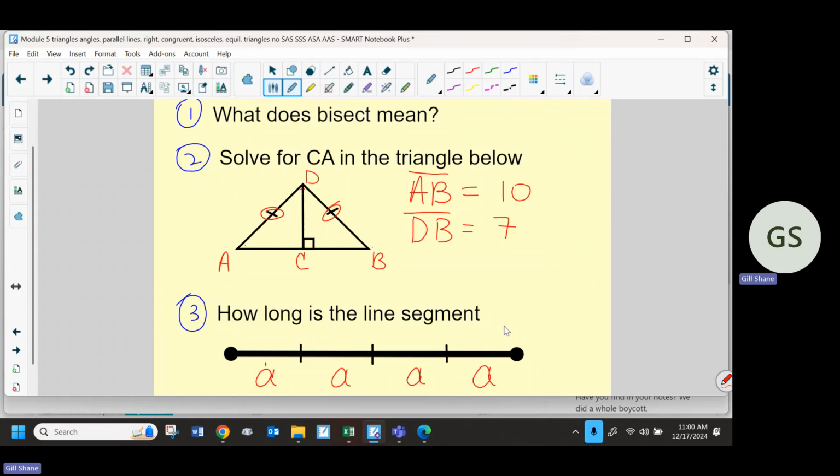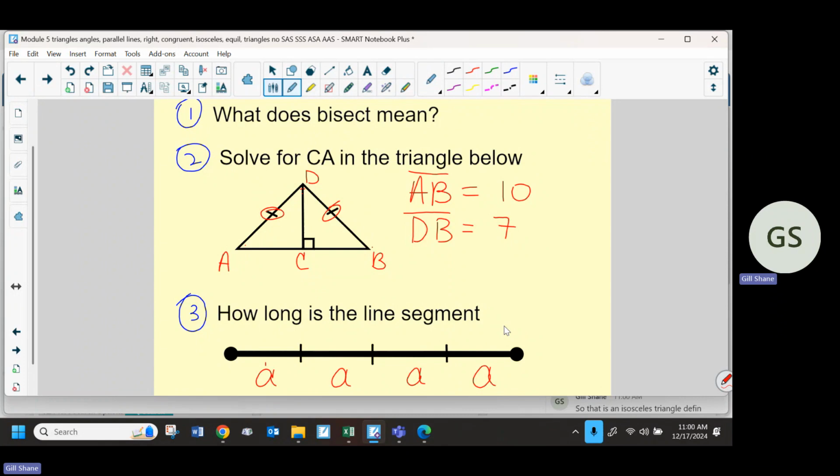We did it yesterday. We did it last week. We did an exit ticket on it last week. Isosceles. Thank you. So that is an isosceles triangle.